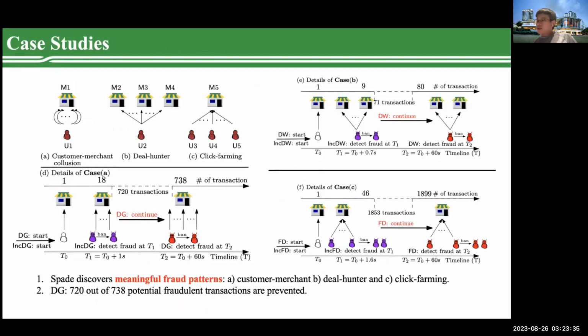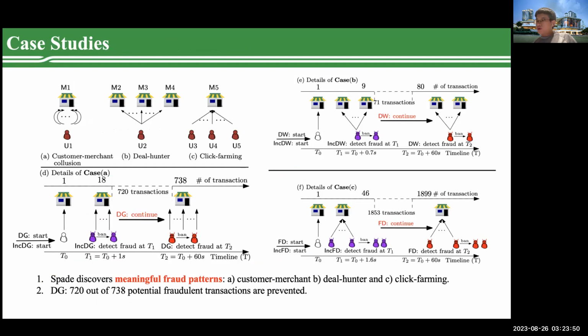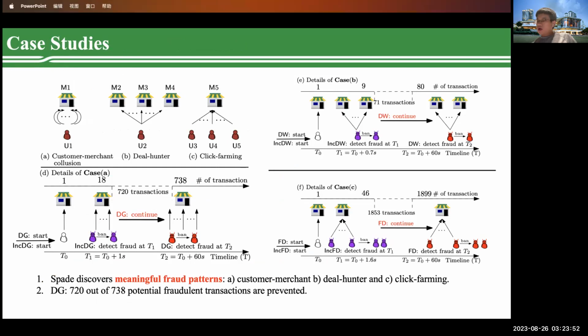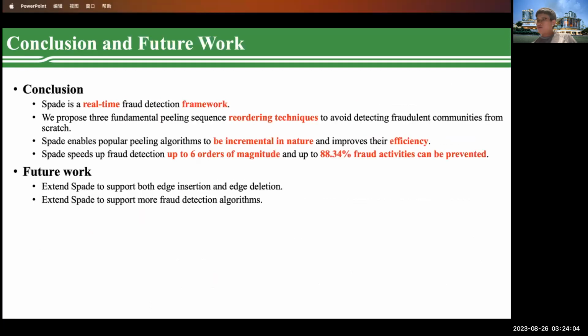Let's explore some case studies in discovering meaningful fraud patterns by SPADE. We can find customer-merchant fraud, deal hunter, and click farming. We take DG as an example. In the case of the potential fraudulent transactions, SPADE prevented 700 transactions, highlighting its effectiveness in detecting fraud. This case study underscores SPADE's potential in identifying a variety of fraudulent activities.